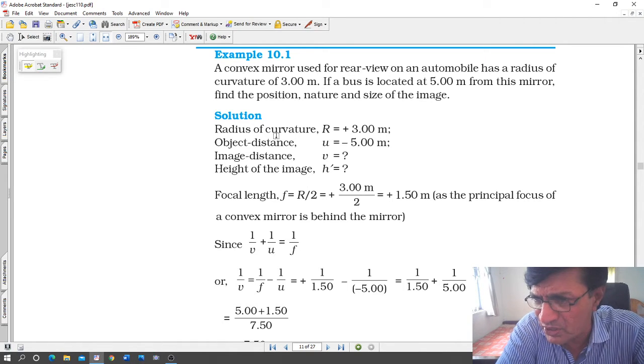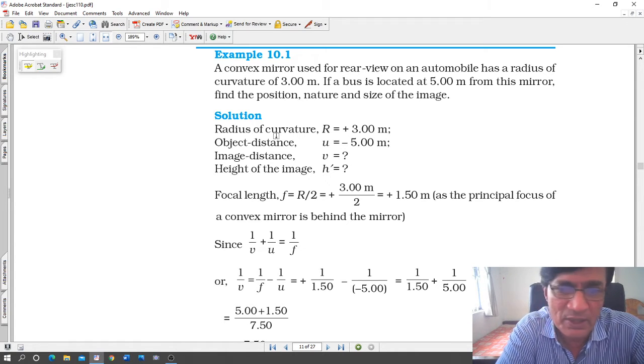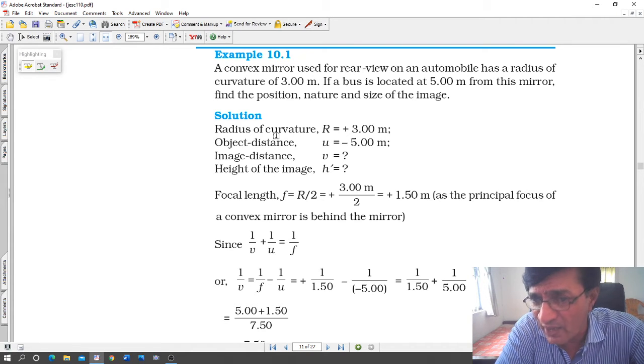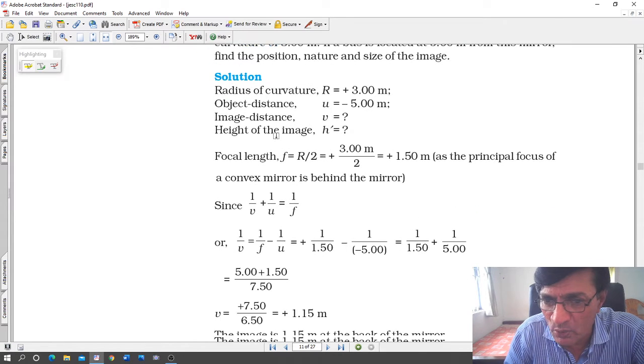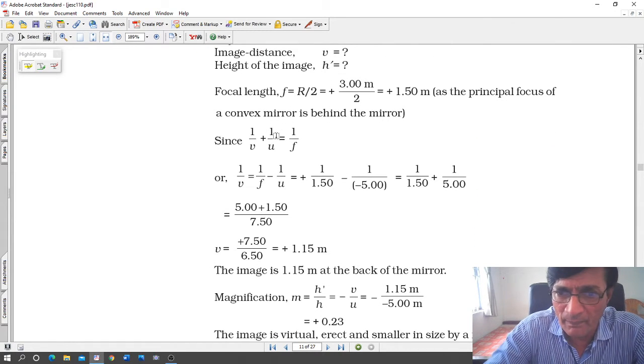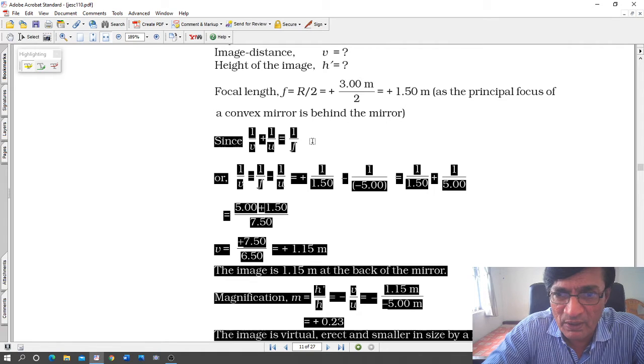Radius of curvature is 3 meters, so focal length will be half the radius of curvature, 1.5 meters. But is it positive or negative? It's a convex mirror, not a concave one, therefore f will be positive. So f is plus 1.5 and object distance u is minus 5. We want to find first of all the image distance, so we want to find 1 upon v. I will show these problems on the board tomorrow, but just have a look here. Apply the mirror formula.